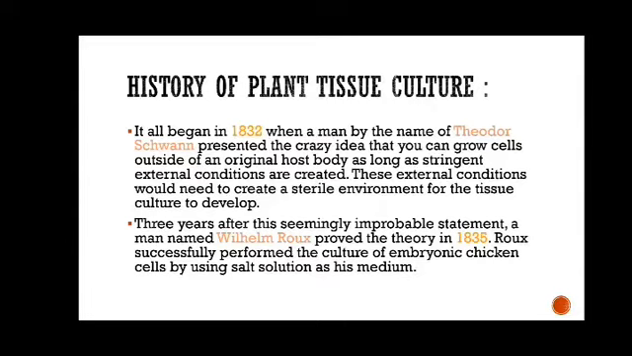Three years after this seemingly improbable statement, a man named Wilhelm Roux proved the theory in 1835. Roux successfully performed the culture of embryonic chicken cells by using salt solution as his medium.